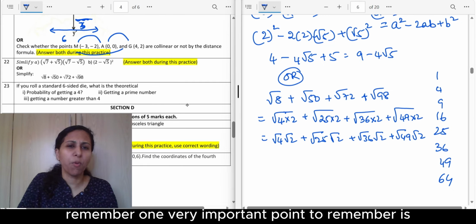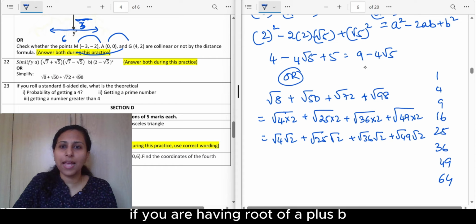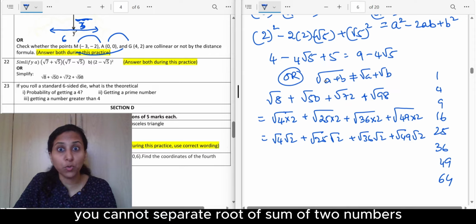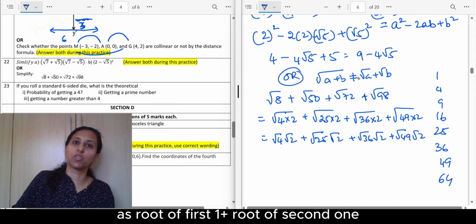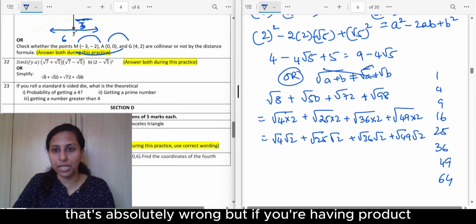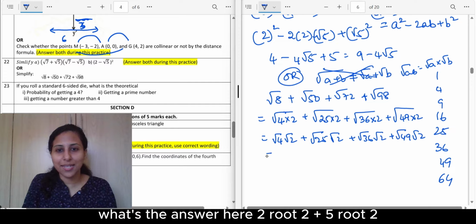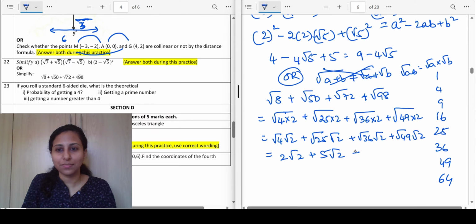Remember, one very important point: if you are having root of a plus b, it's not equal to root a plus root b. You cannot separate root of the sum of two numbers as root of the first one plus root of the second one. That's absolutely wrong. But if you're having a product, it's okay. You can write this as root a multiplied by root b. What's the answer here? 2 root 2 plus 5 root 2, 6 root 2, and then 7 root 2.